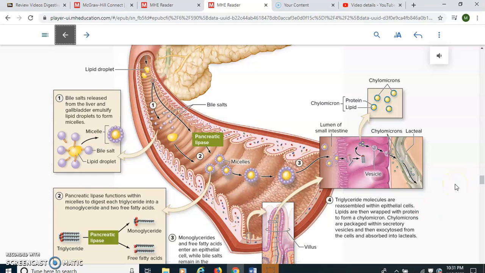All right, A&P2 students, now we're on to lipid metabolism. So we'll talk about lipids. Remember, there are a lot of different types of lipids. Most of the lipids that we're taking into our body and digesting are the triglycerides.